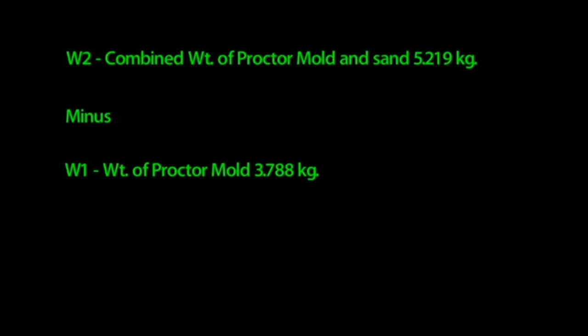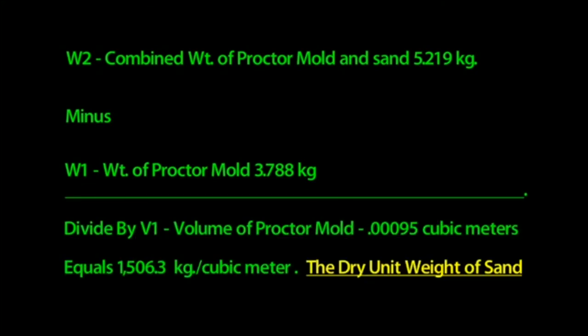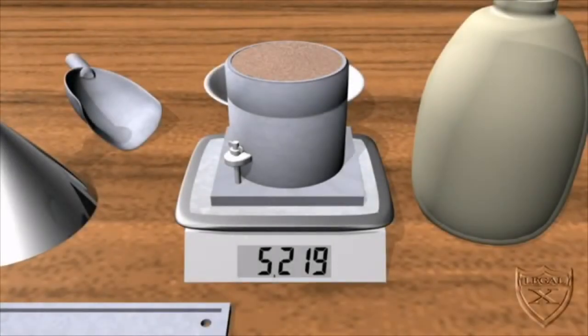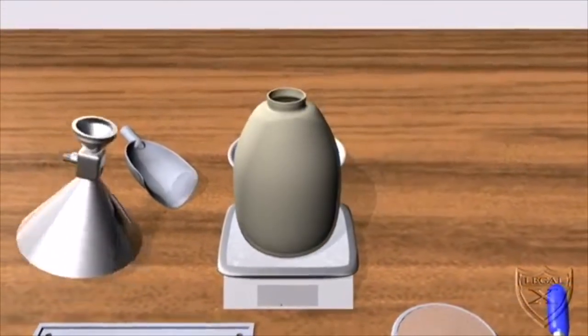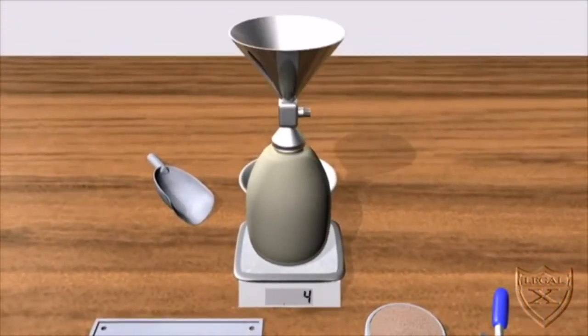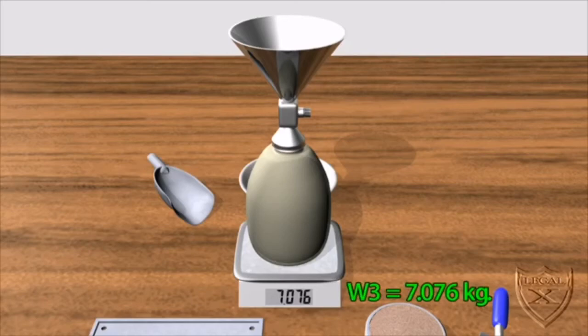When we take W2, the combined weight, and subtract W1, the mold's weight, we then divide that value by V1, the volume. We get approximately 1,506.3 kilograms per cubic meter. That's the dry unit weight of the sand. The next calculation to make is to determine the weight of sand needed to fill the sand cone. The first thing to do is weigh the entire assembly of the sand cone and the bottle filled with dry sand. We get 7.076 kilograms. We'll refer to this weight as W3.